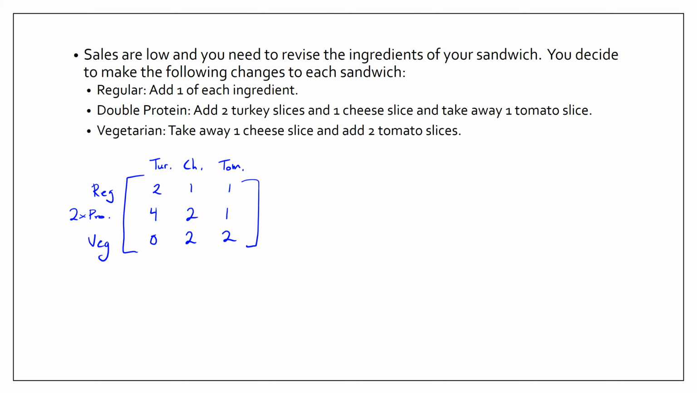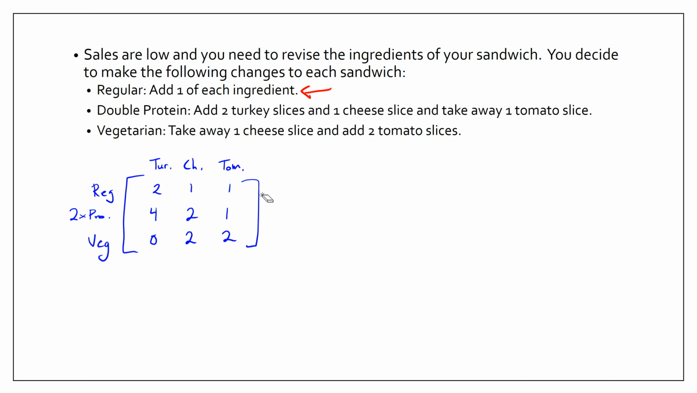For the double protein, you're going to add 2 turkey slices, 1 cheese slice, and you're going to take away the 1 tomato slice, because those gym guys, they don't need their tomatoes, they just need their protein. For the vegetarian, you're going to take away 1 cheese slice and add 2 tomato slices. Okay, so the point is, you could very easily look at this information and just say, okay, based on the regular, I'm adding 1 of each ingredient, so instead of 2, now it's 3, instead of 1, now it's 2, instead of 1, now it's 2.